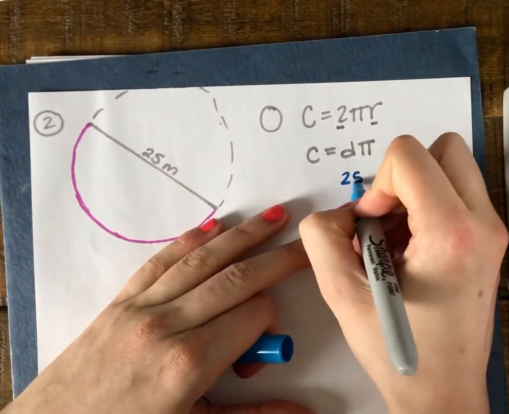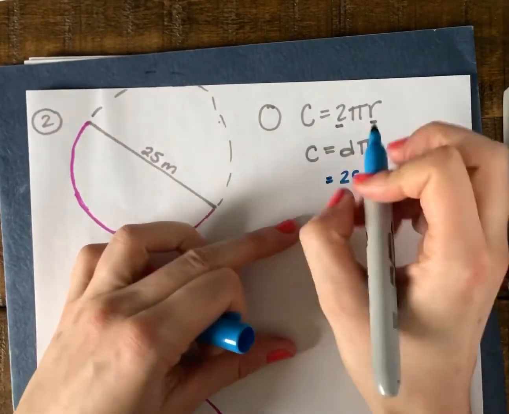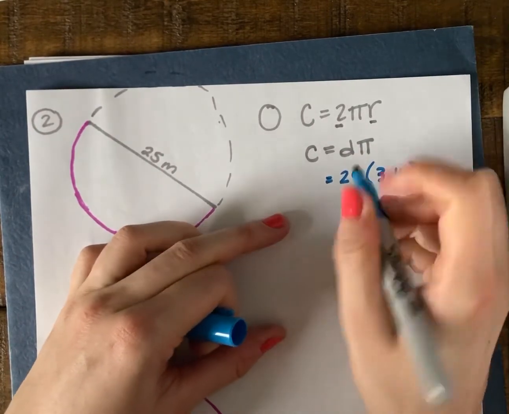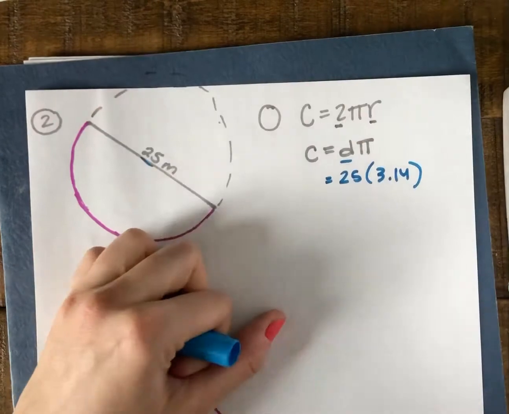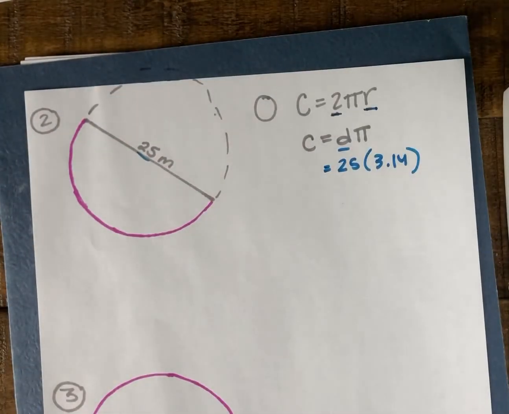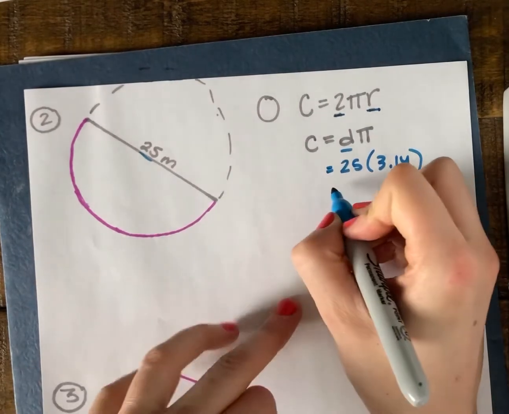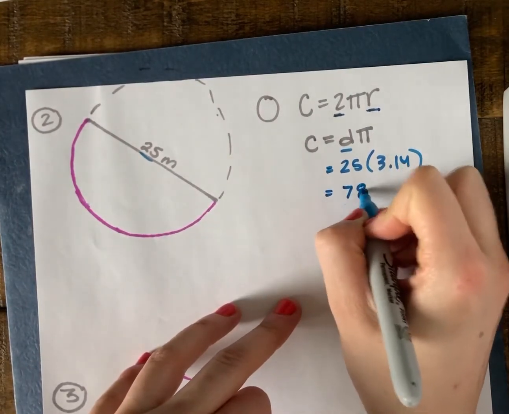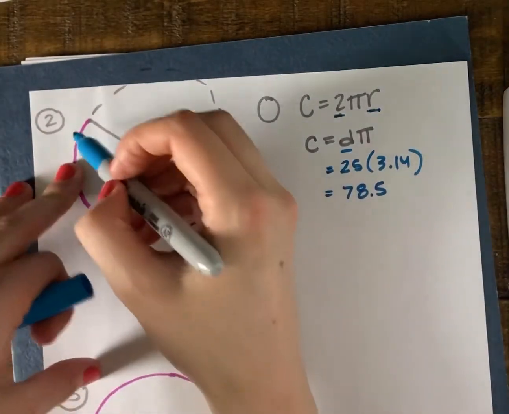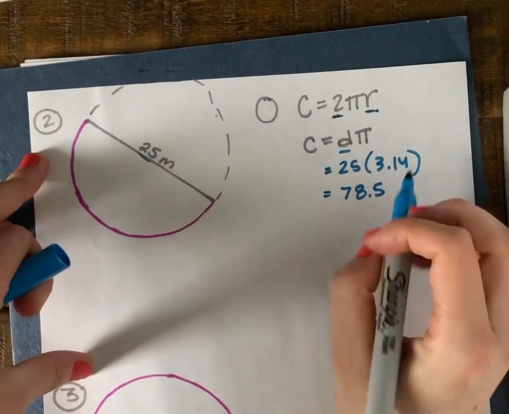So I'll take 25 and I'll multiply it by 3.14, which is pi. And in my calculator, when I do that, I get 78.5. And I'll use the same unit they're using, so 78.5 meters to go all the way around this circle.